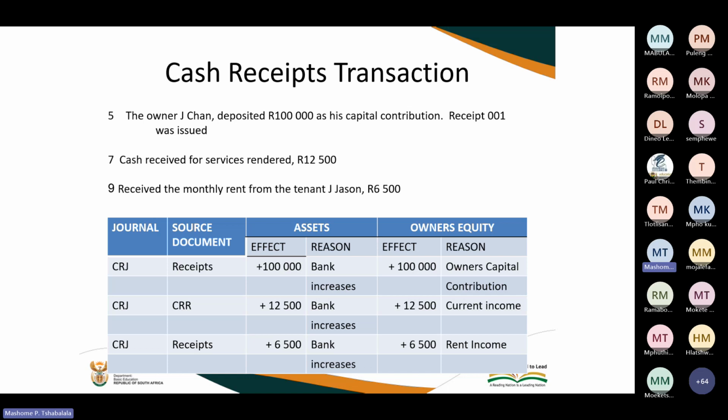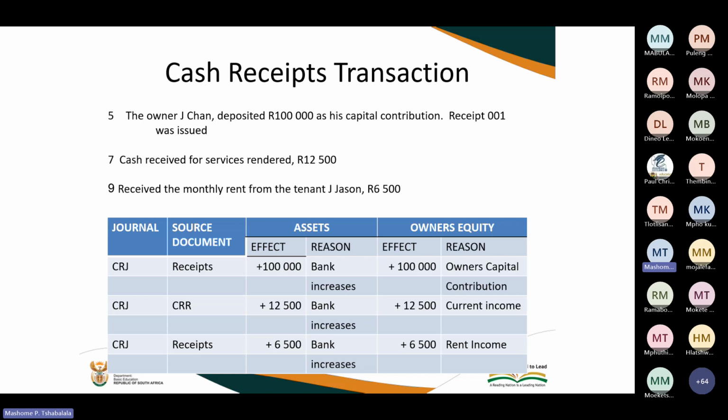Moving to the second transaction, on the 7th of this month, cash received for services rendered, 12,500. The business has rendered the service to the airlines and received 12,500. What will happen with this amount of money? Let us identify the accounts that are affected. The first account will be cash, which means bank. The business has received money. When the bank increases, it means assets will increase.